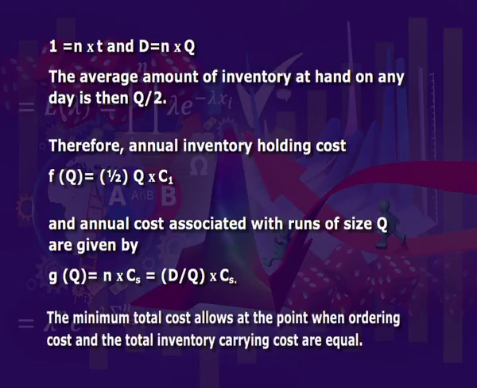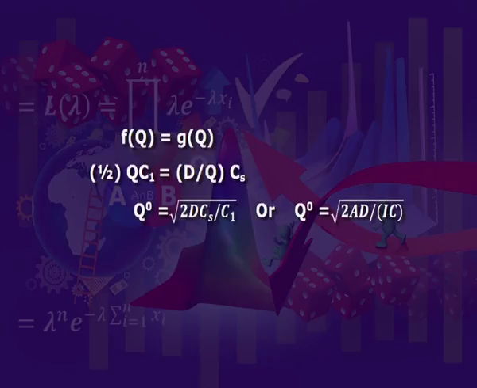The minimum total cost occurs at the point when ordering cost and total inventory carrying cost are equal. Therefore, we must have FQ equal to GQ. Substituting the expressions of FQ and GQ, we get half Q into C1 equal to D by Q into CS, which implies Q equal to under root 2D CS upon C1.